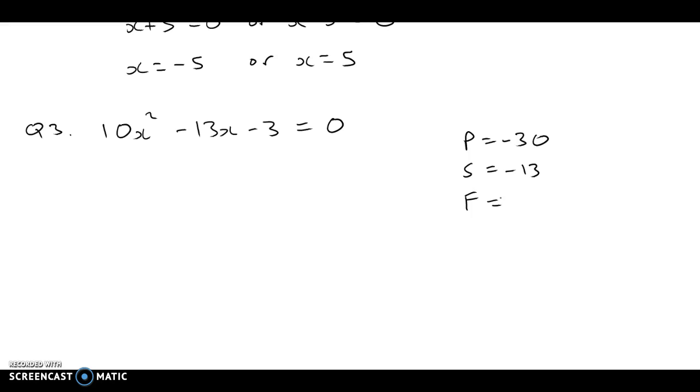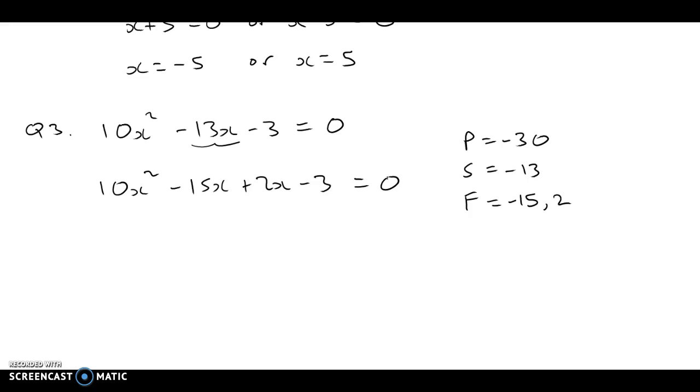The factors look like they will be minus 15 and plus 2. Minus 15 times 2 will give us minus 30 as a product. Minus 15 plus 2 will give us minus 13 as a sum. So we've got the factors there. Now we can use those factors to split up this term here. 10x squared minus 15x plus 2x minus 3 equals 0.